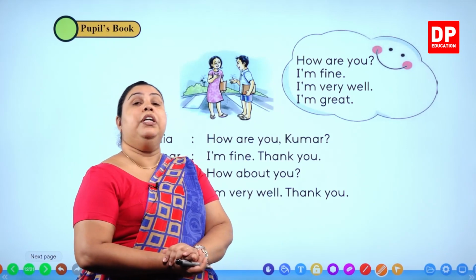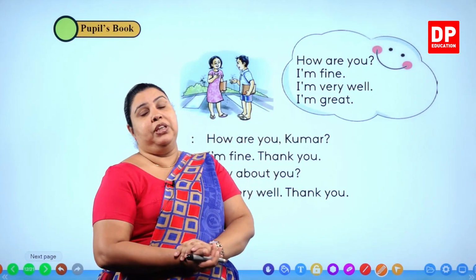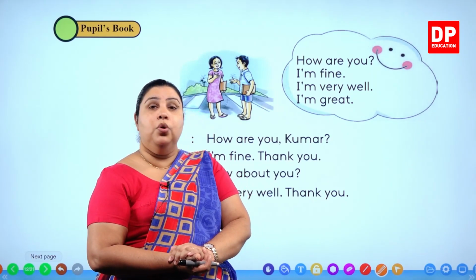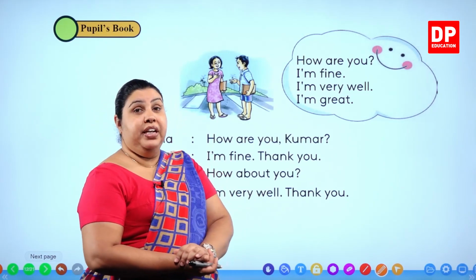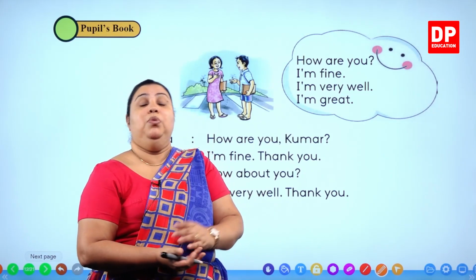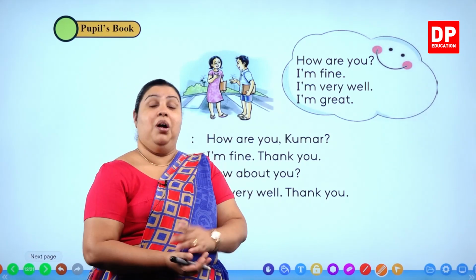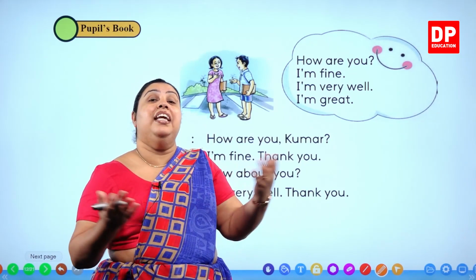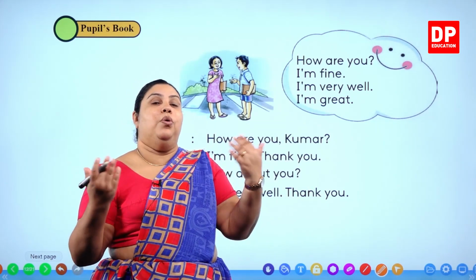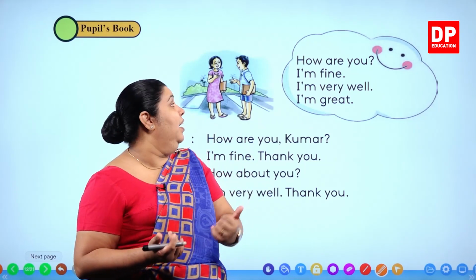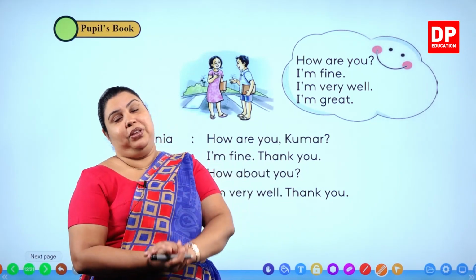How are you? If someone asks you this, you can answer in these 3 ways. I'm fine. I'm very well. I'm great. There are 3 ways that you can say that you're fine. I'm fine. I'm great. I'm very well.